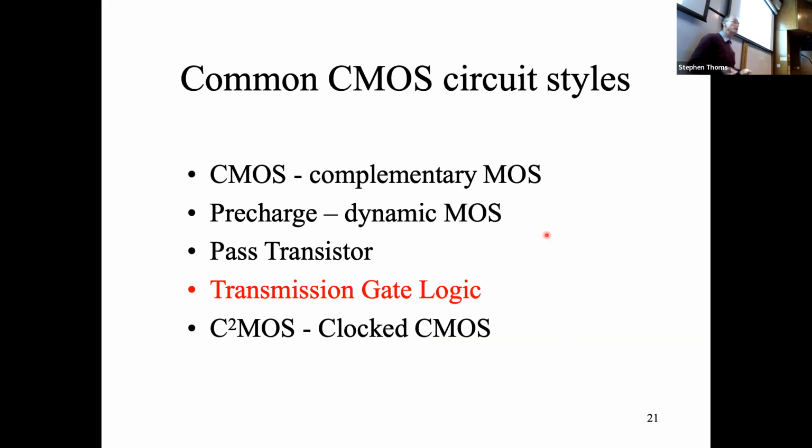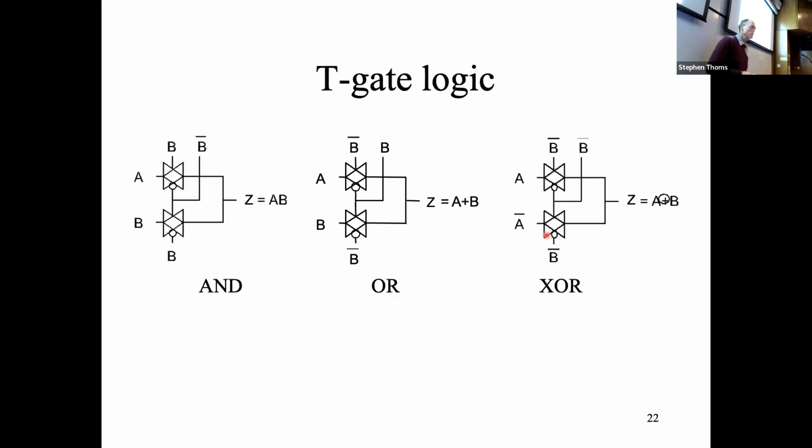Okay, so we've got a transmission gate. The question is, can we do anything with it? It sounds like it might be useful. What can we do? So here's some basic logic gates which we can make with the transmission gate.